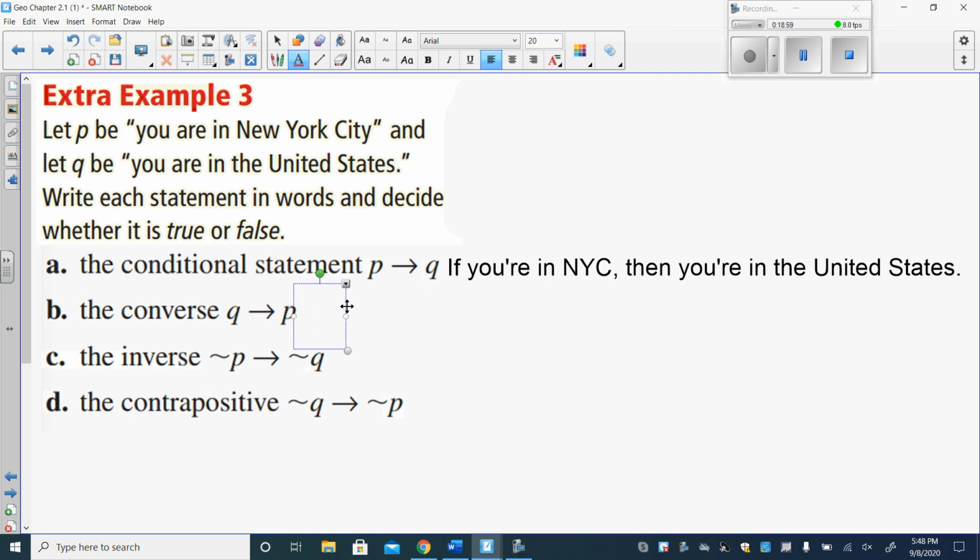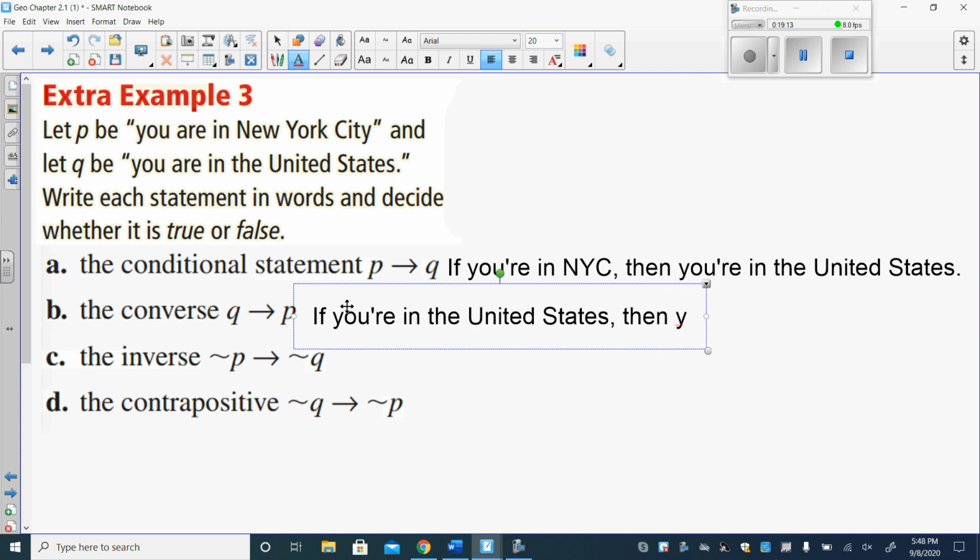Now our converse, again, we switch the hypothesis and conclusion. So our conclusion was, if you are in the United States, then you're in New York City. So that's our converse. We switched the hypothesis and conclusion.